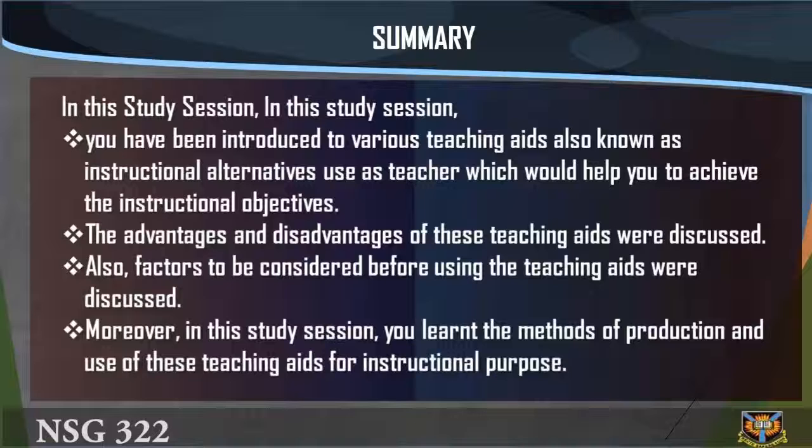Study section summary. In this study section, you have been introduced to various teaching aids, also known as instructional alternatives, used by the teacher, which would help you to achieve the instructional objectives. The advantages and disadvantages of these teaching aids were discussed. Also, factors to be considered before using the teaching aids were discussed. Moreover, in this study section, you learned the method of production and the use of these teaching aids for instructional purposes.